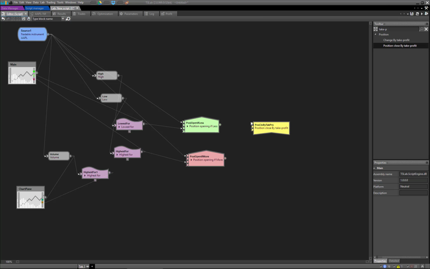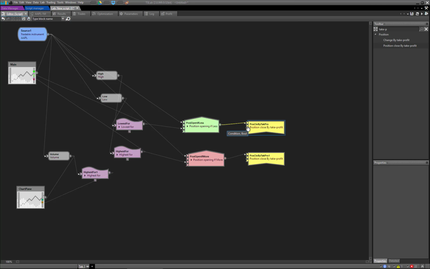It has 3 entries. The first one is the position entry. There's only one way to connect position closing to position opening, and the position will be closed according to some idea. One position opening can have several position closings. It can be take profits, stop loss, or bear market.